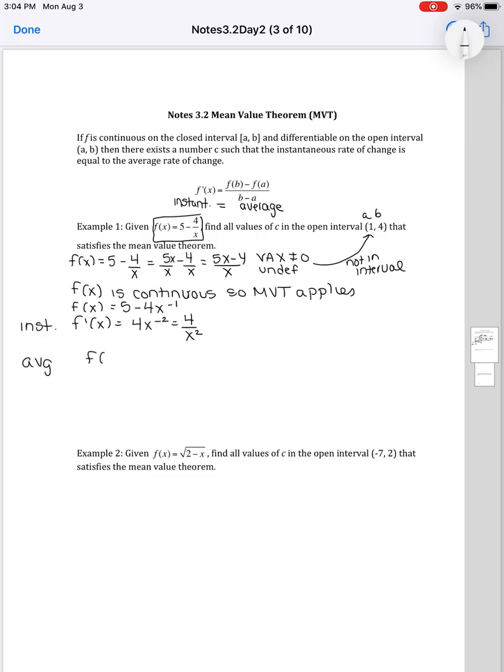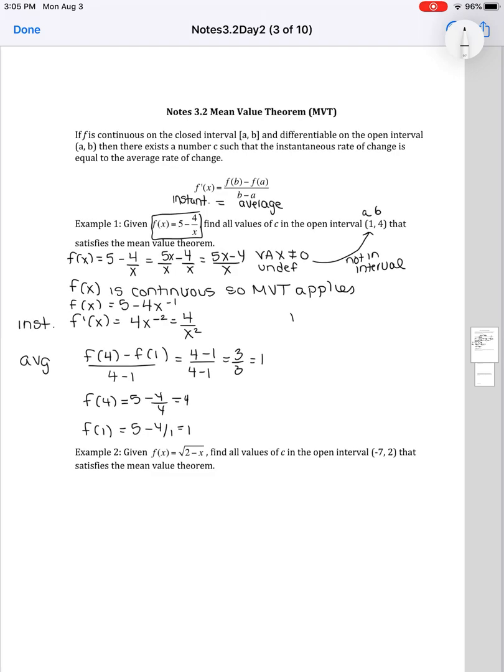Okay, part 2 to that is I have to get my average. So average says I'm going to do f of b minus f of a over b minus a. So I'm doing f of 4 minus f of 1 over 4 minus 1, and I'm subbing it into the original function. So f of 4 is 5 minus 4 over 4. F of 1 is 5 minus 4 over 1. So that's 4 for the first one, 1 for the second one. So I have 4 minus 1 over 4 minus 1, which is 3 over 3, which is 1. So I have my 2.